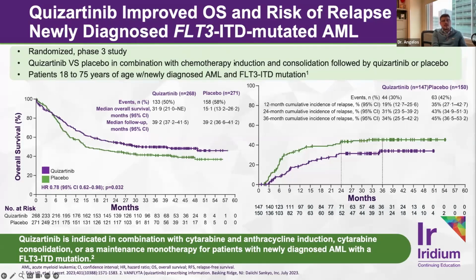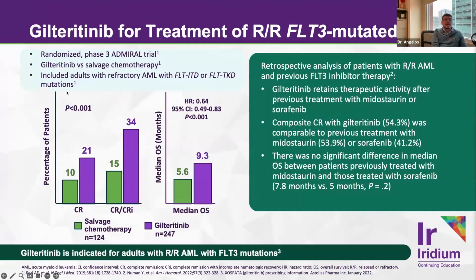And so it's really important to make sure that you recognize the right type of FLT3 mutation that's present. Gilteritinib, however, can be used for FLT3 ITD and TKD mutated AML. These are results here from the ADMIRAL study.